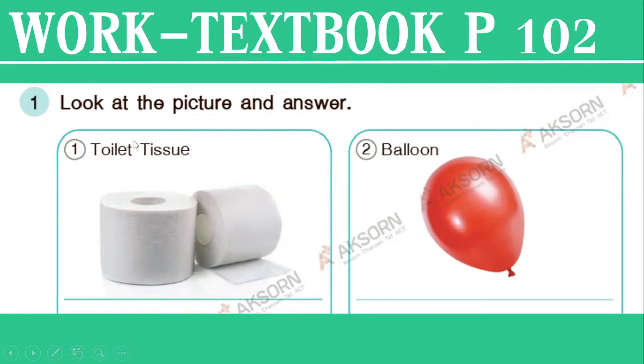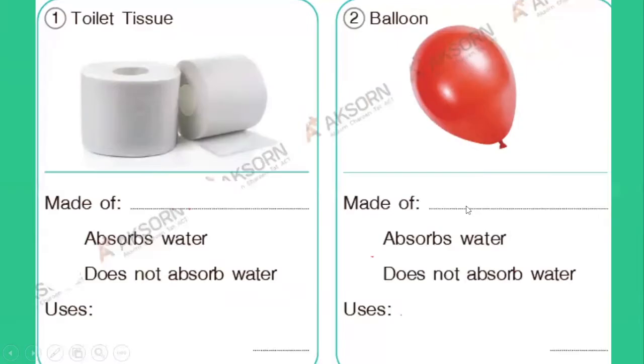First one, repeat after me. What is it? It's toilet tissue. Repeat after me, toilet tissue. One more time, toilet tissue. And everybody knows what this is? It's a balloon. Repeat after me, balloon. Okay, so we look at the picture and now we will answer the questions.